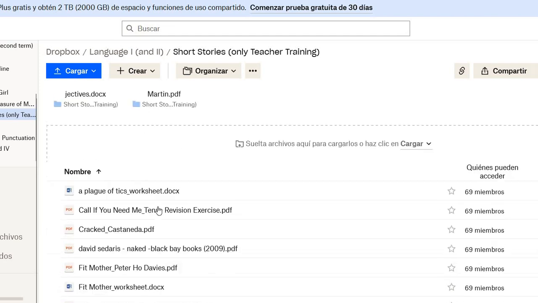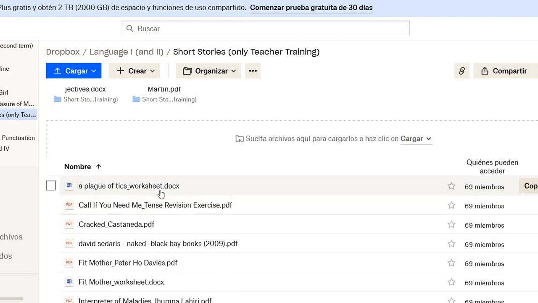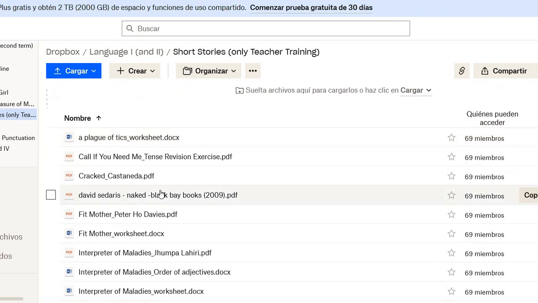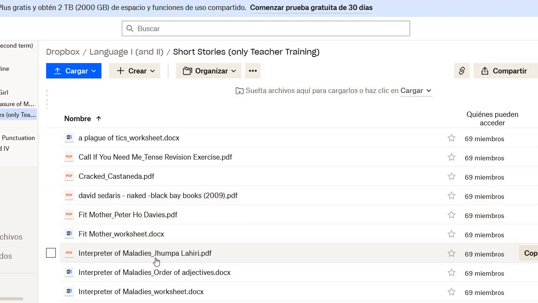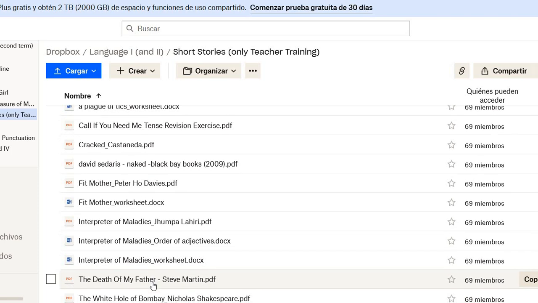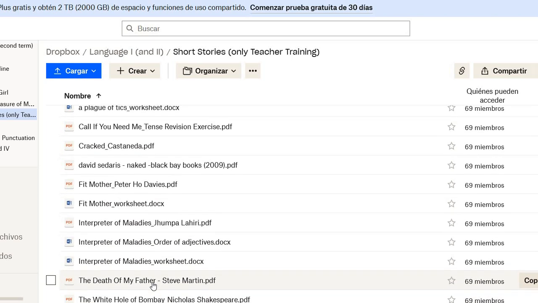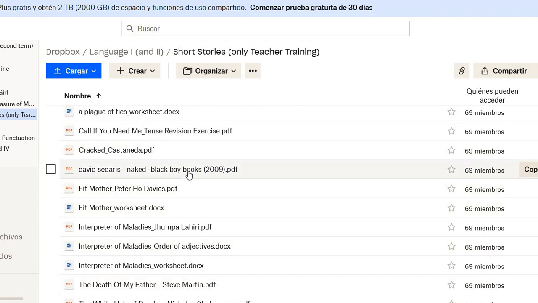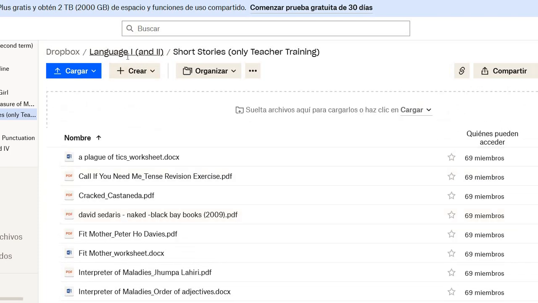Well, short stories. Ideally, I would like to read this story with you, A Plague of Ticks. This is the worksheet. It's a very interesting story. Well, this is Interpreter of Maladies, which you have read already. And there's The Death of My Father. Some of you have read this story. I think the PDF is not here because, oh, you have the PDF for the entire book, right? So this story, A Plague of Ticks, is taken from the collection of short stories called Naked by David Sedaris, right? You can look him up. He's a very interesting writer.